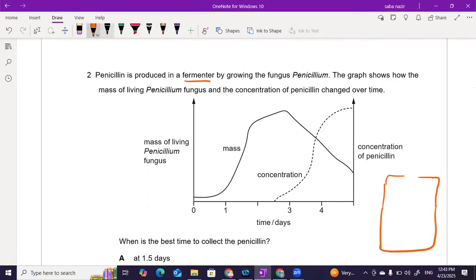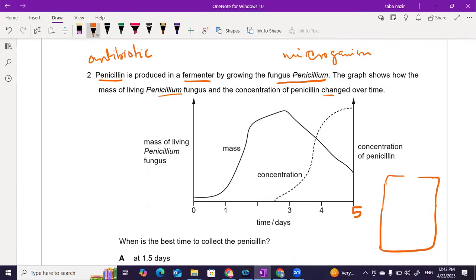Two terms are a bit confusing. We need to get a grip on it. Penicillin is an antibiotic, and penicillium fungus is used. It is actually a microorganism used. The graph shows the mass of penicillin, the mass of living penicillium, and the concentration of penicillin changed over the time. So it's a graph that is representing 5-day data.